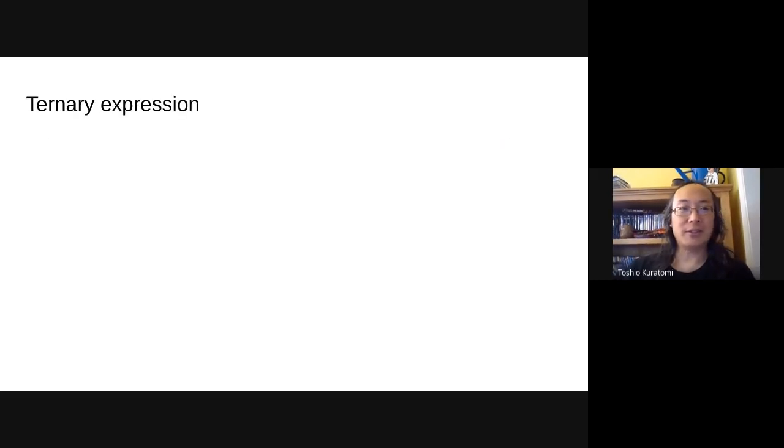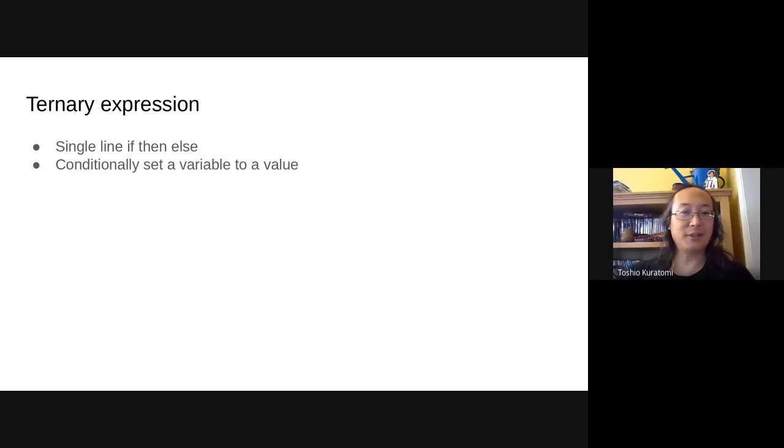The next thing is the ternary expression. Lots of languages do have ternary expressions. It's a way to write on a single line an if then else statement. And it's commonly used to conditionally set a variable to a value or to a default value.